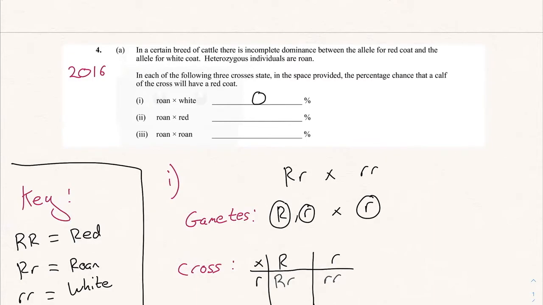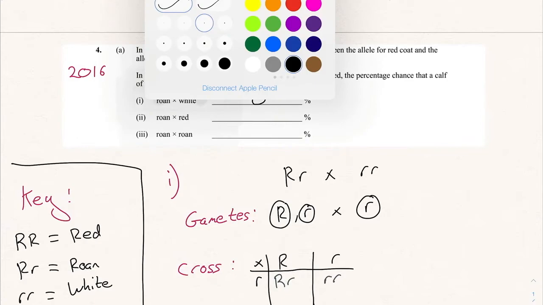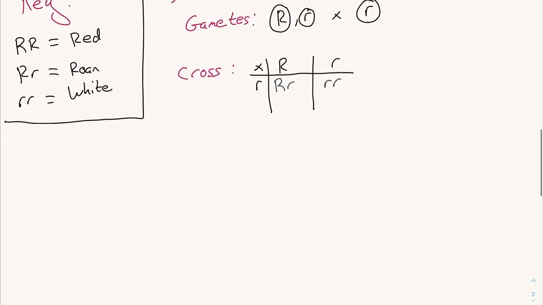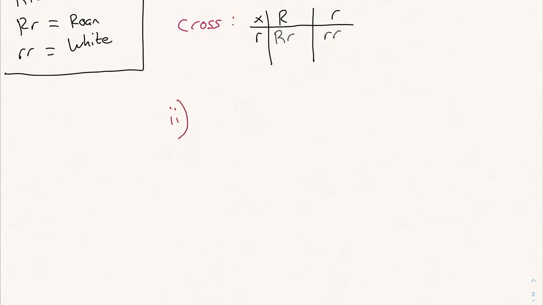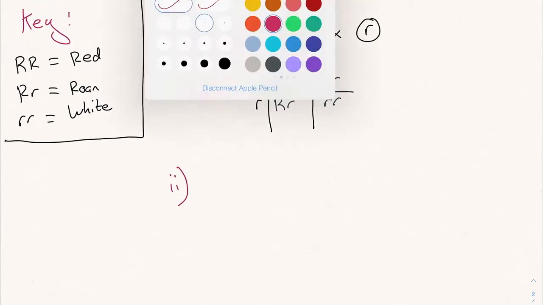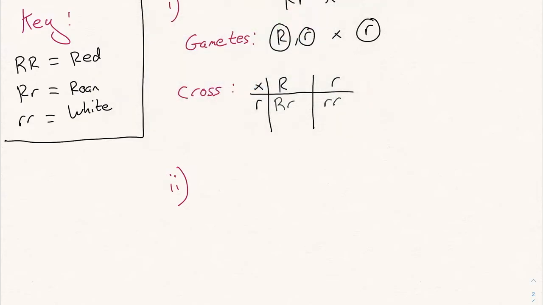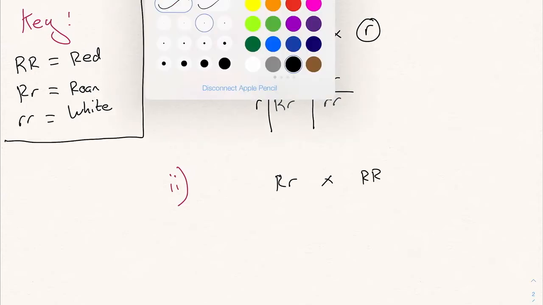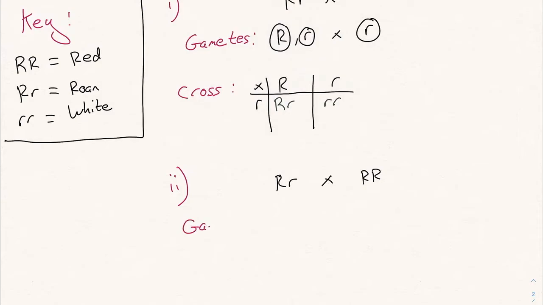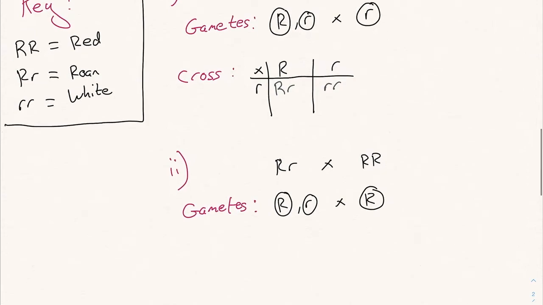Now the next one we're looking at for part 2 is roan times red. So look, we'll just go down here. And same business again, write out the roan and the red for the parents. So roan, capital R, lowercase r, times the red, which is two uppercase R's, homozygous dominant. Write out your gametes, step 2. And finally, we'll do our cross there.